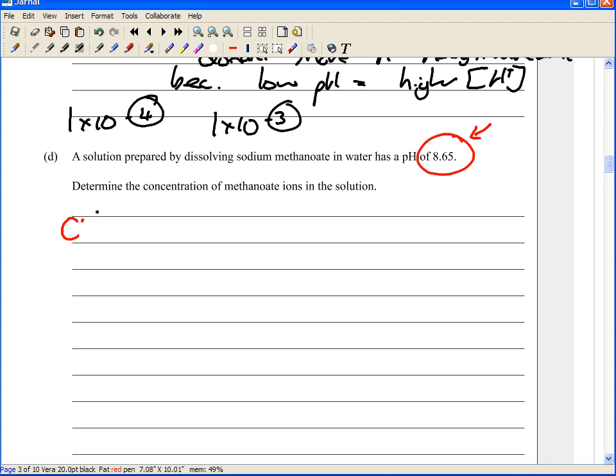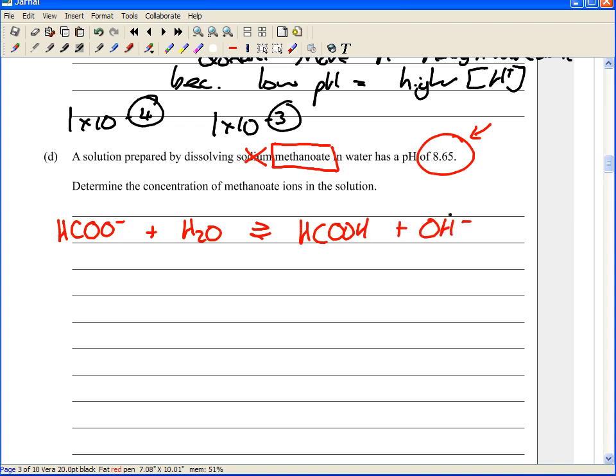Oops, not CH3. That was the ethanoic. We want methanoic, which is HCOO 1 minus. That's the methanoate there. We ignore the sodium. The sodium is a spectator. It just sits there not doing anything. Plus H2O turns into equilibrium arrow. Start it again. HCOOH. It picked up the H and leaving OH 1 minus behind. So in other words, it's made a base.